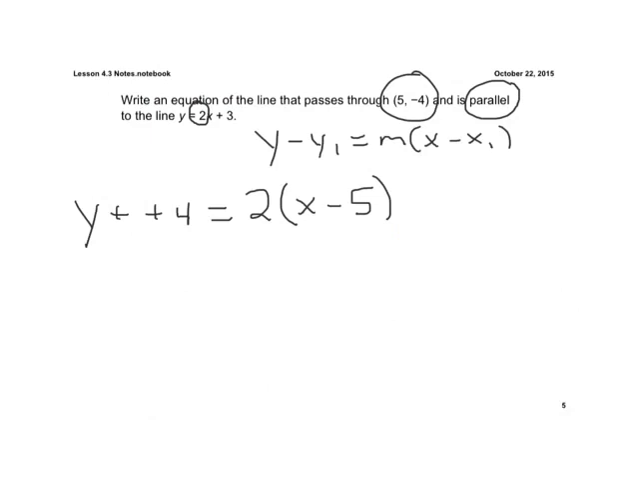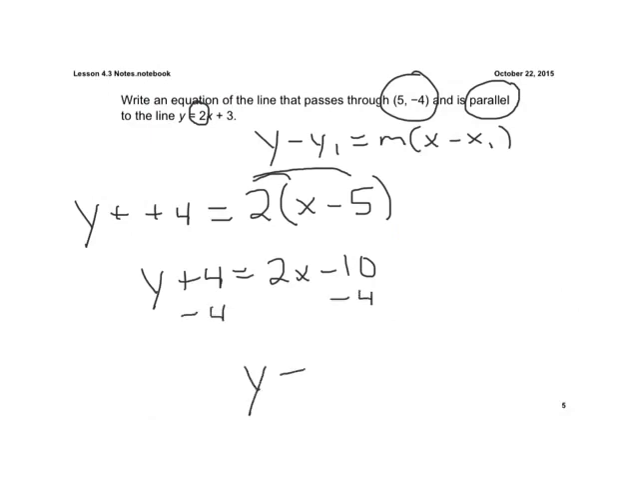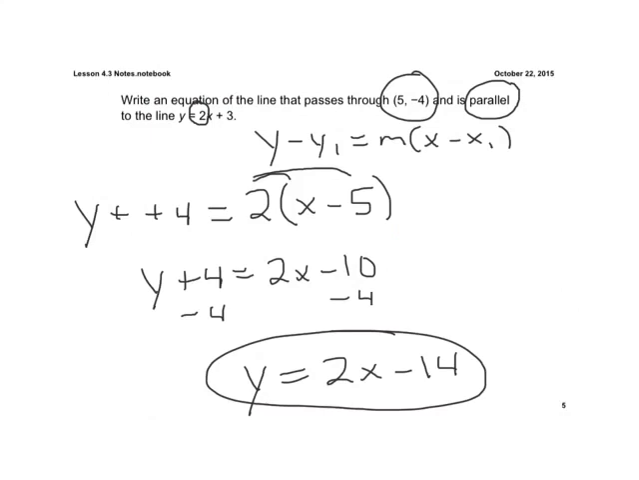Okay, we want an equation of that line. Let's go ahead and put this in slope-intercept form. So if we have y plus 4, we need to distribute over here. So we have y plus 4 equals 2 times x is 2x. 2 times a negative 5 is a negative 10. Let's go ahead and subtract our 4. y equals 2x minus 14. And that equation is parallel to this line. Notice our y-intercept is negative 14 in this one. Our y-intercept is 3 up here, but the slopes are the same, so those lines are going to be parallel.